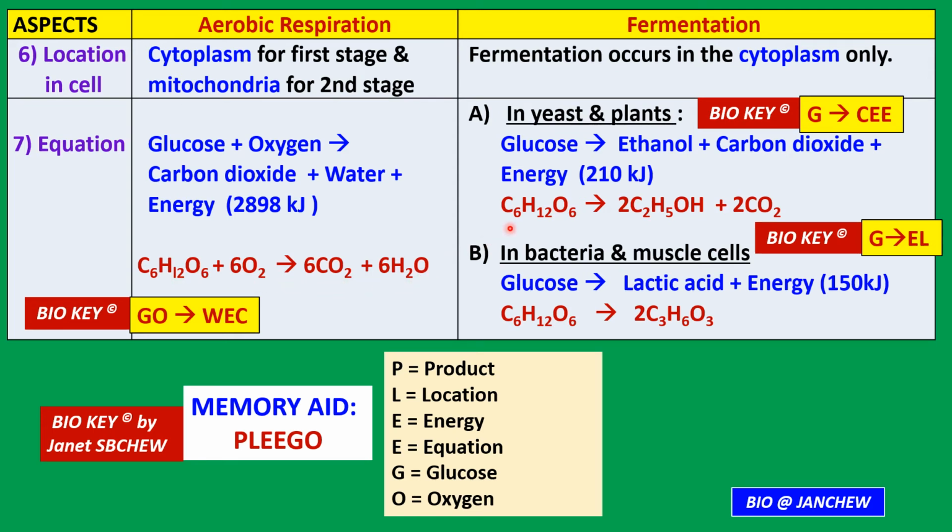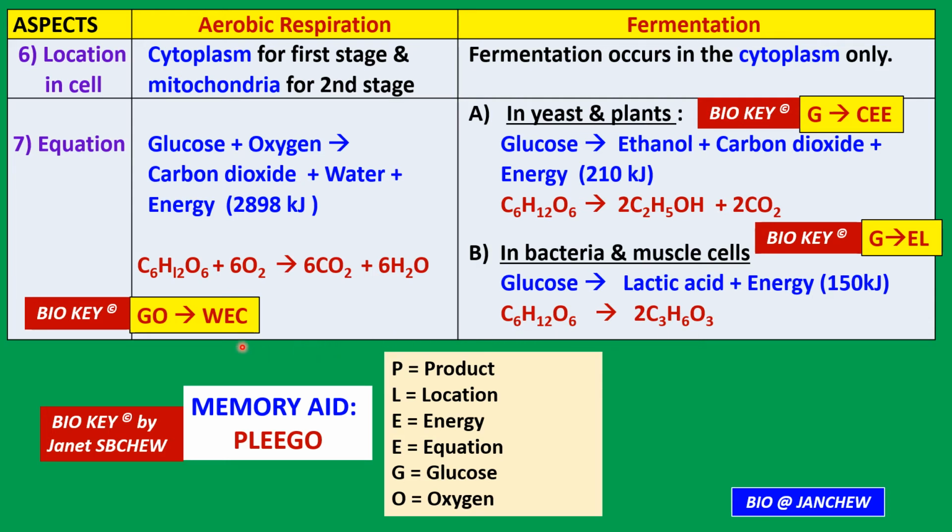Now for fermentation, this is glucose, and this molecule C2H5OH is ethanol, CO2 is carbon dioxide. Then for fermentation in bacteria and muscle cells, it is lactic acid fermentation, not alcohol fermentation. For lactic acid fermentation, we have glucose broken down into 2 molecules of lactic acid, C3H6O3, which is half a molecule of glucose.